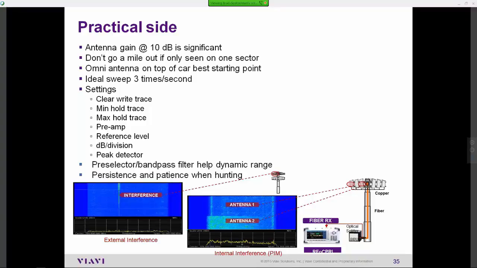The bottom line is persistence and patience when hunting. Whether you're a fisherman, hunter, or someone hunting down interference, you need a strategy, you need to be persistent, you need to be patient, but more importantly, you need to understand the capability of your equipment. Whether it be test equipment, fishing rods, or rifles, you need to understand where and how to use them.